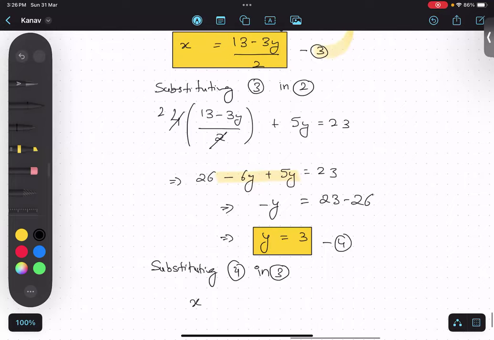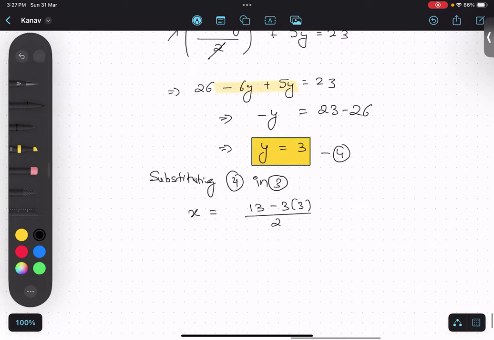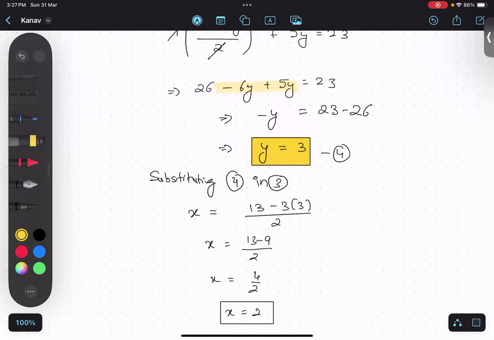So x equals to 13 minus 3 bracket 3 upon 2. So x equals to 13 minus 9 upon 2. Sorry, this is 9. 13 minus 9 would be 4. X would be 2. So these are my two solutions. I hope substitution method is clear.